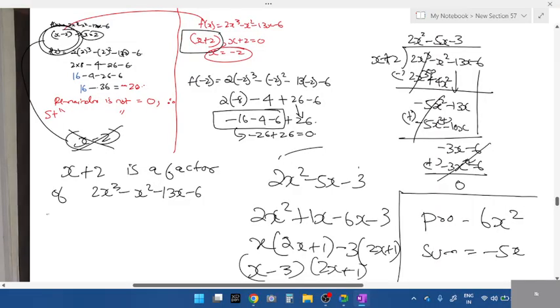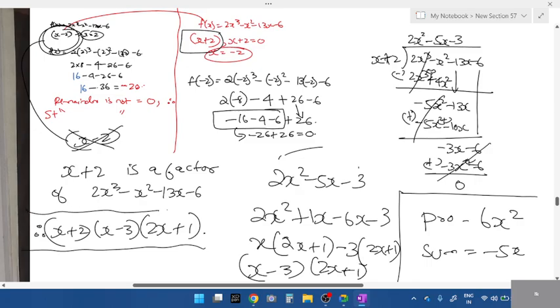These are the two answers. Therefore, x plus 2, x minus 3, 2x plus 1 are the factors. Understood? These are the answers, students. Did you all correct it? Okay, whoever has gone wrong, just check.